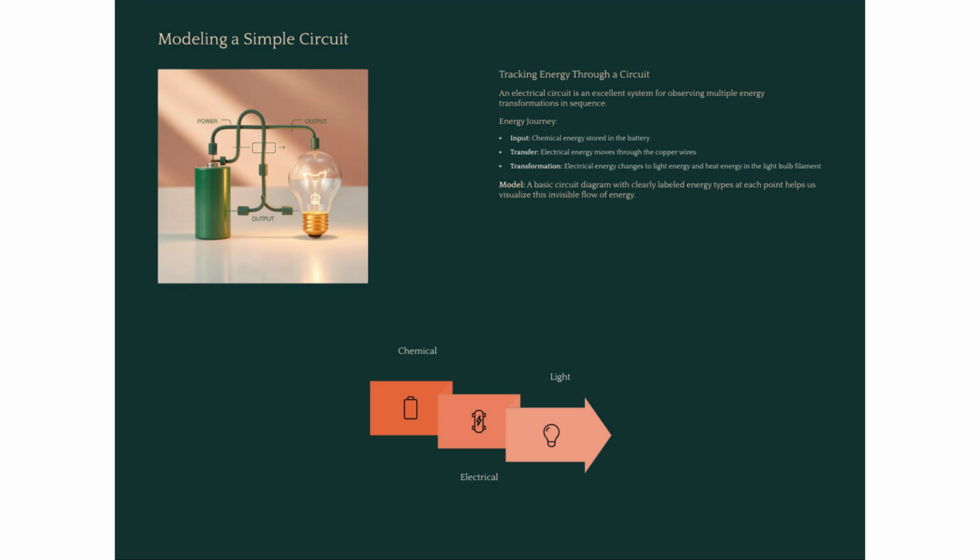A simple electrical circuit is a great system to model. The battery is the source of chemical energy. When you close the switch, the chemical energy is transferred into electrical energy that flows through the wires. When the electrical energy hits the bulb, it is transformed into light and heat energy. A basic circuit diagram is a perfect model for describing this series of energy transformations and transfers.